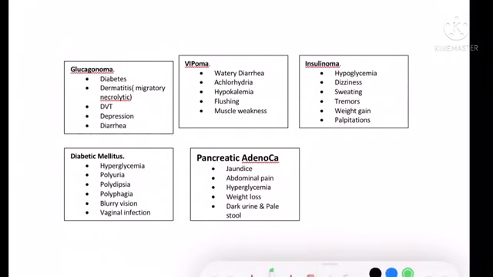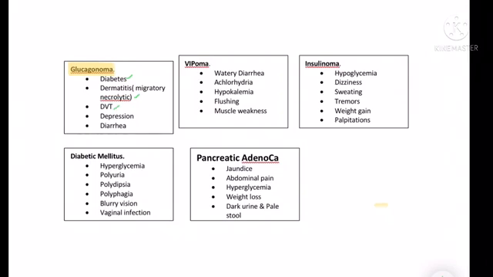So if you study the symptoms of glucagonoma, there will be 5Ds. Okay, you need to remember the 5Ds. Number one is diabetes or hyperglycemia. Number two, the dermatitis, that is migrating necrolytic. When the dermatitis is necrolytic, it will be painful, as shown in this image. And it is already mentioned that the dermatitis in this patient is painful dermatitis.